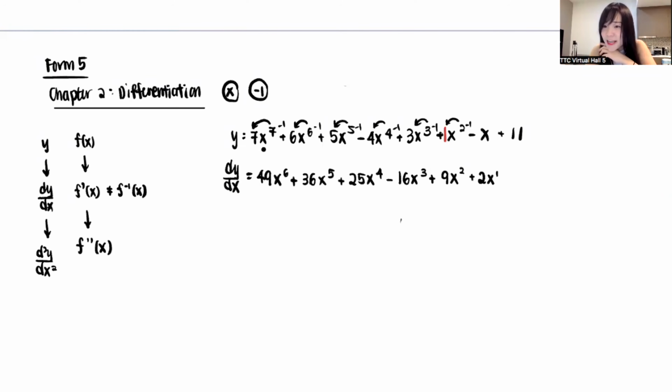Then how about this negative x? Supposedly you should have a power, but I don't see any power there. If I force myself to write one, what do you think I will write on top? Very good, Apelia. Of course, I will write 1. Why would I write 0, my dear? You can at least see 1x. Of course, it's power 1. So power 1 times the 1 in front is 1. So you will times and then minus 1. So you see 1, 1, 1.